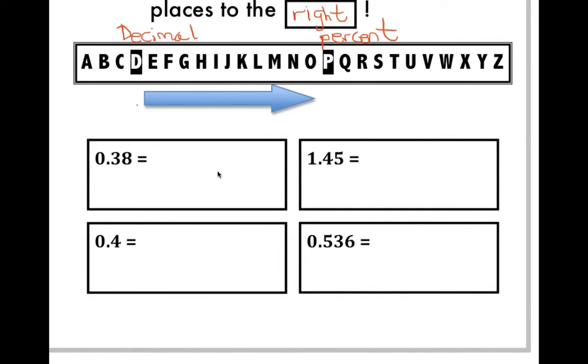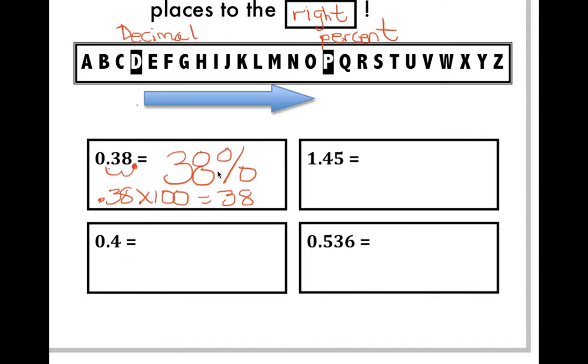So, for example, 0.38. If we want to move the decimal 2 places to the right, we take it and we bump it over to right there. And then we add a percent sign. So it becomes 38%. Pretty easy, right? That's the same thing as 0.38 times 100 equals 38.